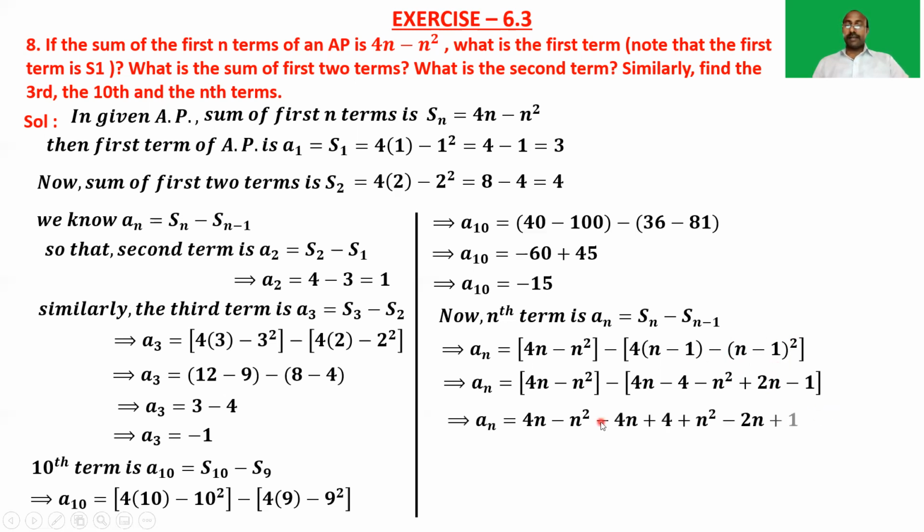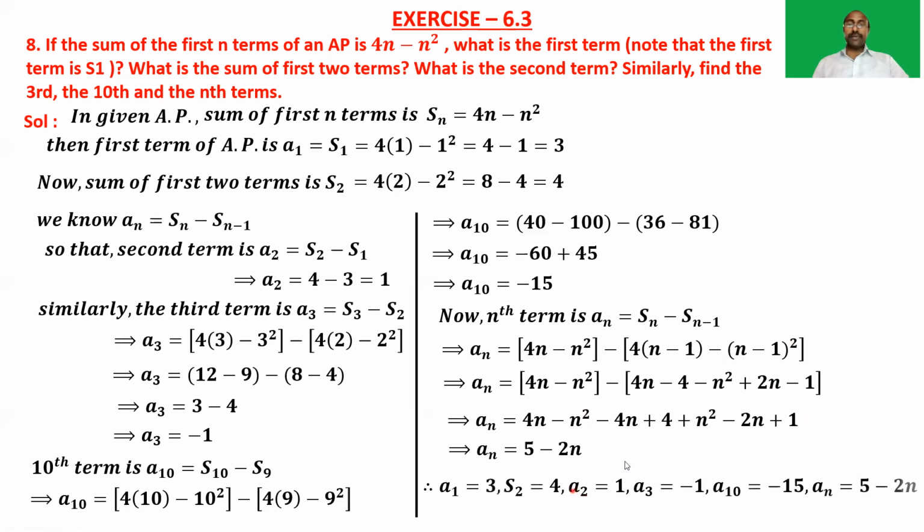And by simplifying this equation, we get an is equal to 5 minus 2n. So in that way, we got a1 is equal to 3. That is, first term is equal to 3.